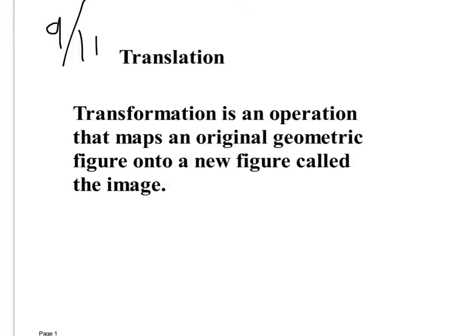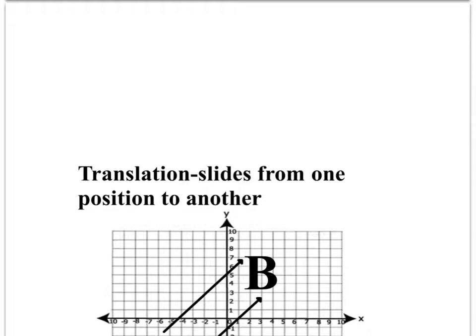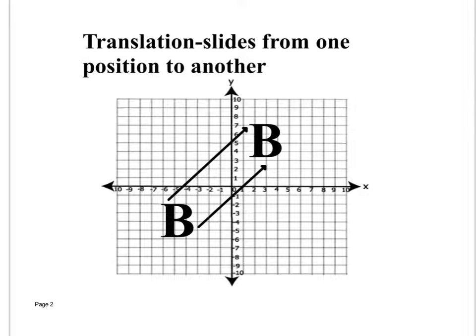Translation. What you need to know now is a transformation is an operation that maps an original geometric figure onto a new figure. We call that the image. The new figure is called the image. The original is just called the original. Transformation, we move it somewhere else on a graph. Translation is sliding from one position to another. Tomorrow we'll talk about reflection, where we reflect it over an axis, but today is just translation.